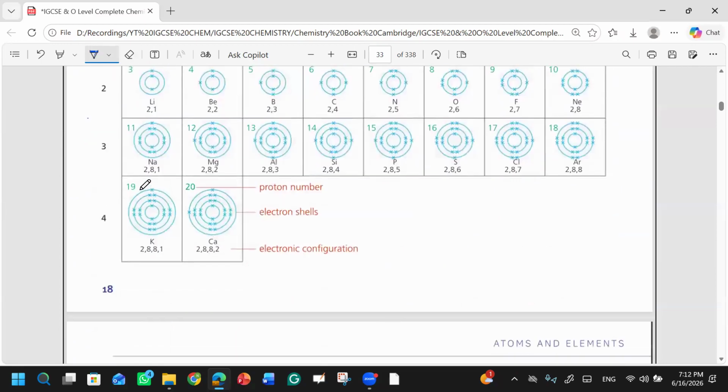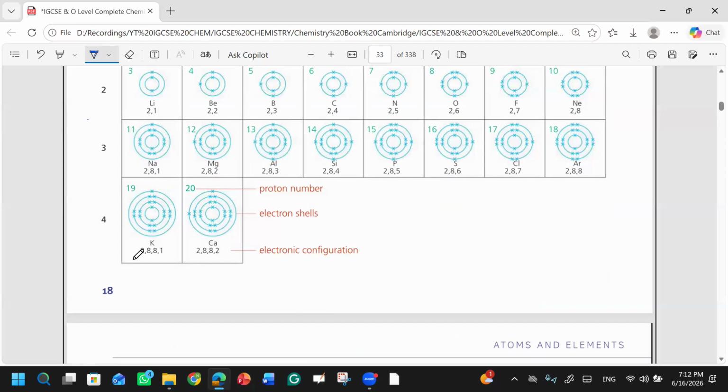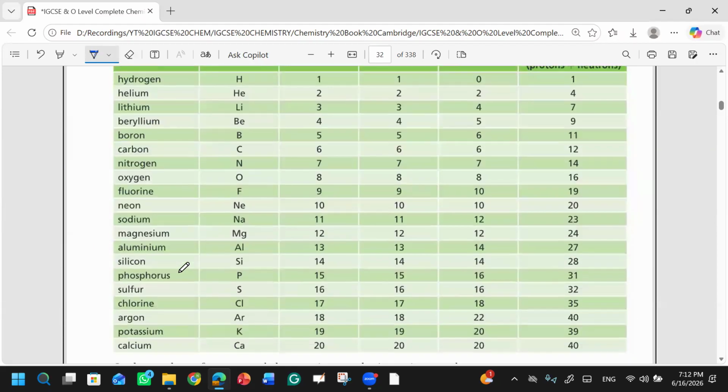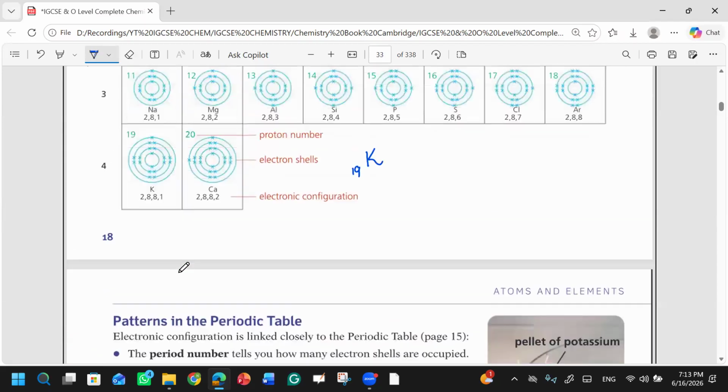For example, we have potassium, and in potassium the atomic number is 19 and the mass is 39, I think. Now can you tell me its A, the atomic mass, Z, electrons and neutrons? What will be A for this?